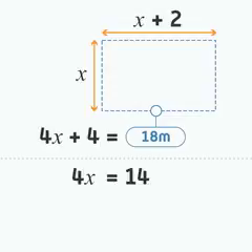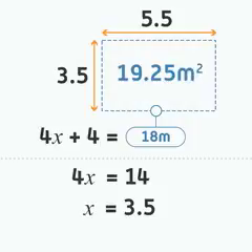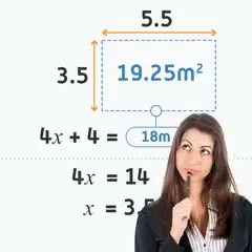Subtract 4 from both sides to get 4x equals 14. Divide by 4 to get 3.5 for x, so the width is 3.5. The length must be 5.5. Multiply the length and width to get the area as 19.25 square metres. Remember, you can always check answers to equations by substituting them back into the equation.